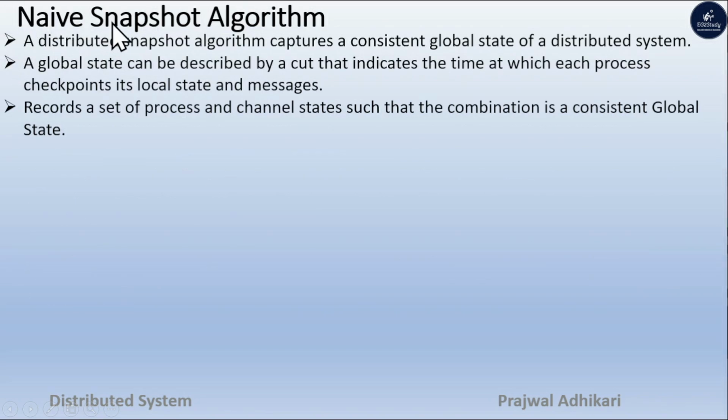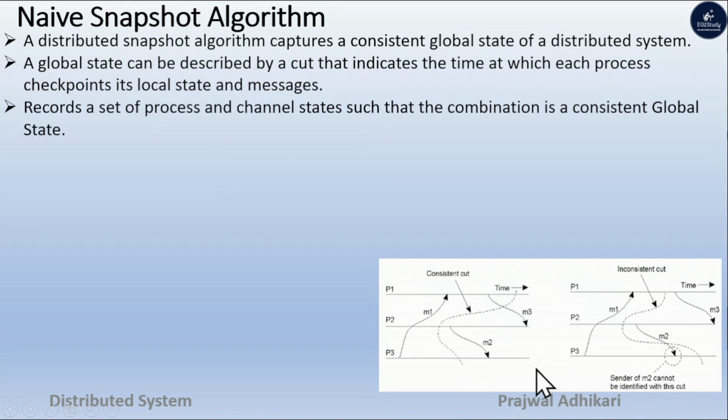Now, the naive snapshot algorithm. A distributed snapshot algorithm captures a consistent global state of a distributed system. A global state can be described by a cut that indicates the time at which each process checkpoints its state, and the messages. Snapshot algorithms record a set of process and channel states such that the combination is a consistent global state. Here is the diagram. One is for a consistent cut and another one is for an inconsistent cut.